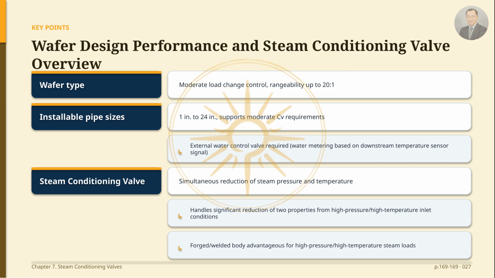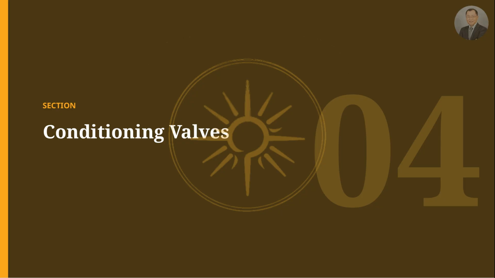Next, I would like to introduce steam conditioning valves. A steam conditioning valve is a device used to simultaneously reduce the pressure and temperature of steam to the level required for a given application. Since these applications usually deal with high inlet pressures and temperatures and require significant reductions in both properties, it is best to manufacture them with a forged and fabricated body that can better withstand high pressure and high temperature steam loads.